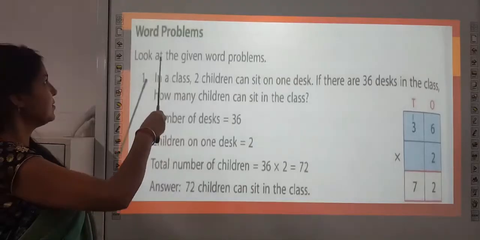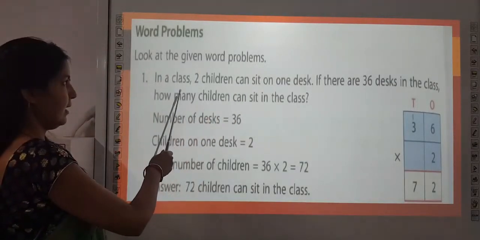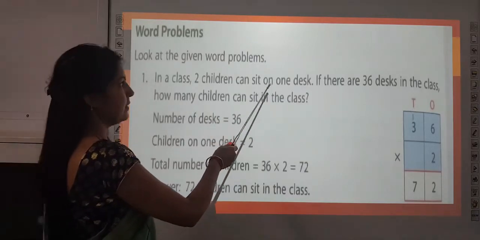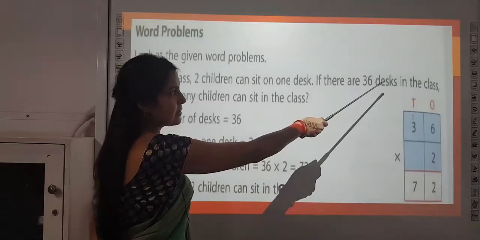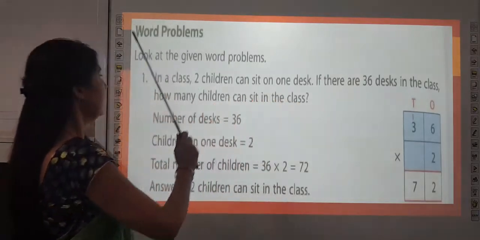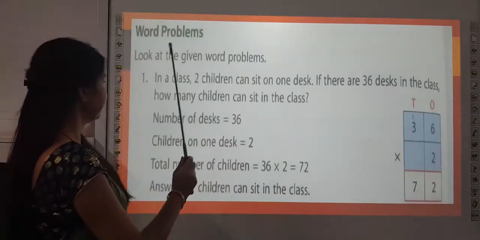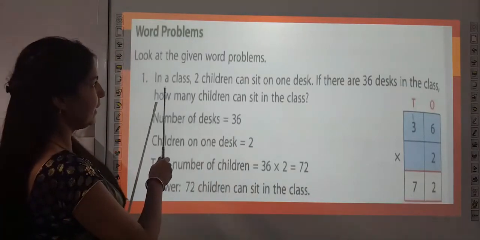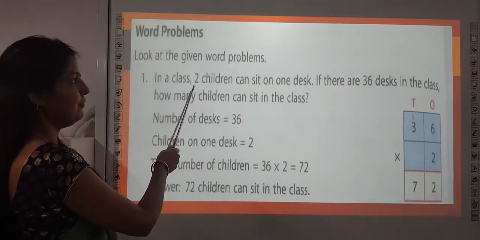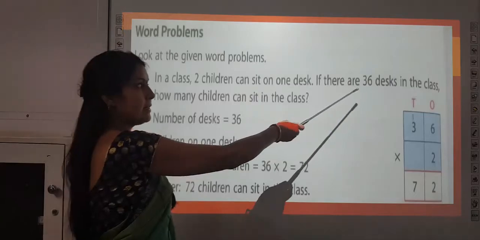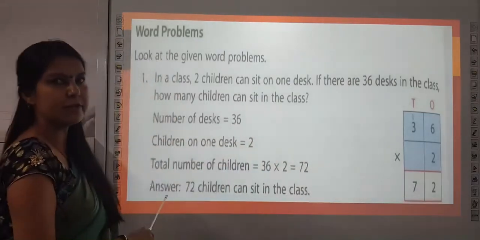Now word problems. Look at the given word problems. In a class, 2 children can sit on one desk. If there are 36 desks in the class, how many children can sit in the class? Children, how many students can sit on one desk? 2 children can sit on one desk. And how many desks are there? There are 36 desks. So again we have to follow some steps.